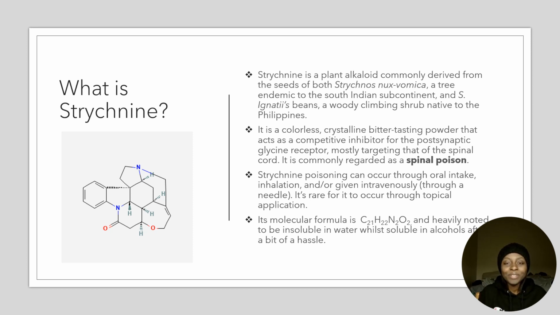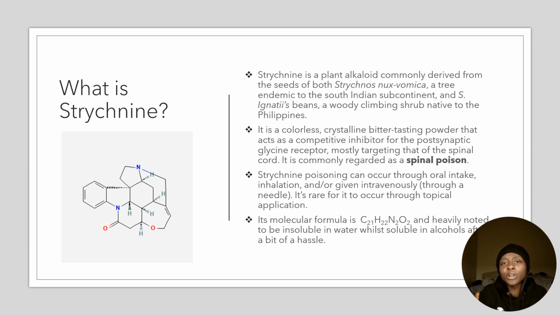Strychnine is a particularly odorless, colorless type of compound. It's very bitter tasting. It acts as a competitive inhibitor for the postsynaptic glycine receptor, which basically means it's going to mostly be targeting the spinal cord when it inhibits. For this reason, it's typically deemed a spinal poison.